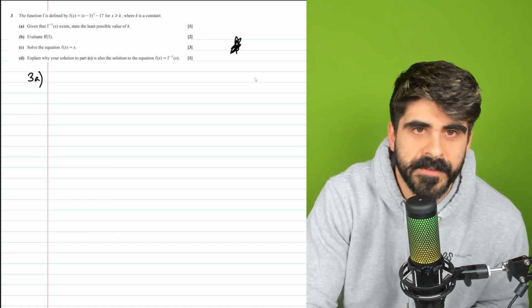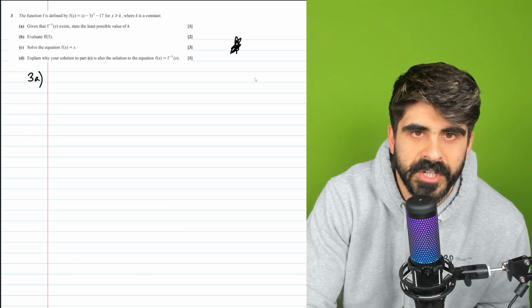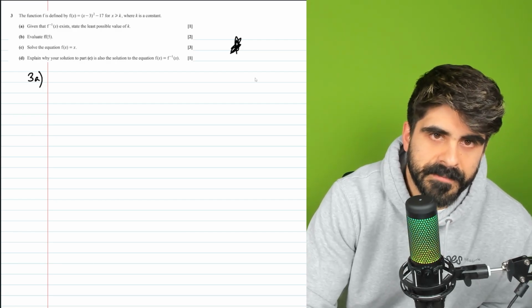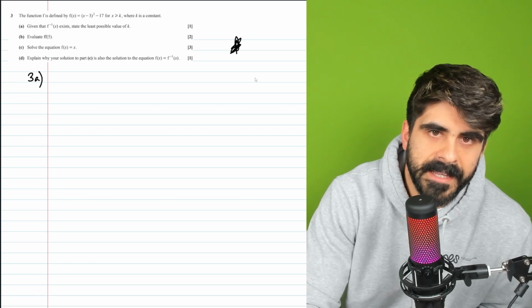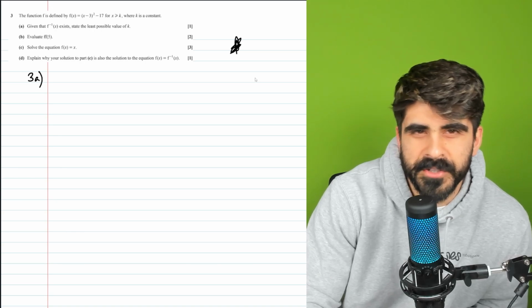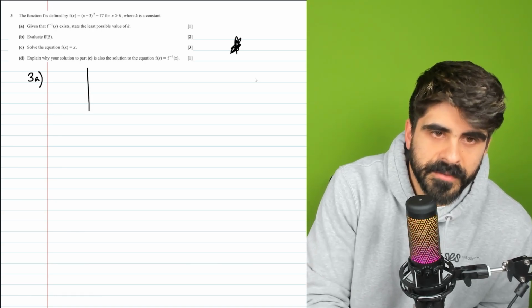So the function f is defined by f of x is this completed square expression. Given that f inverse of x exists, state the least possible value of k. Okay, so the k is to do with the domain. It's talking about half the domain, right? So that's going to be 3, because basically the graph looks like this.